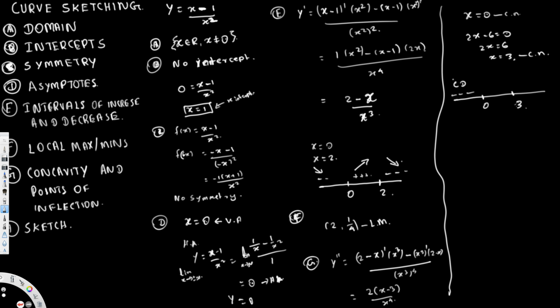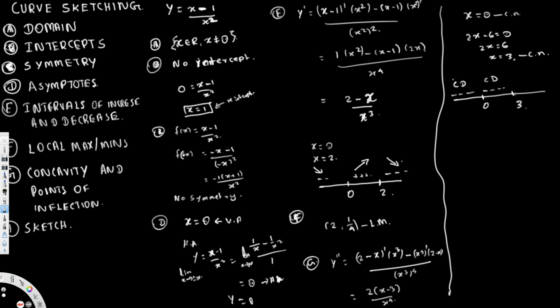And then between 0 and 3, we have to pick a number. Let's say 1. If we pick the number 1, what's going to happen? 1 minus 3 is going to be negative 2. Negative 2 times 2 is going to be a negative value, and x to the power 4. So 1 is a positive number and the power is going to be a positive value, but in the top we are going to have a negative number, because 1 minus 3 is negative 2, times 2 is going to be a negative value. A negative value divided by a positive value is going to be a negative value. So this is also concave down.